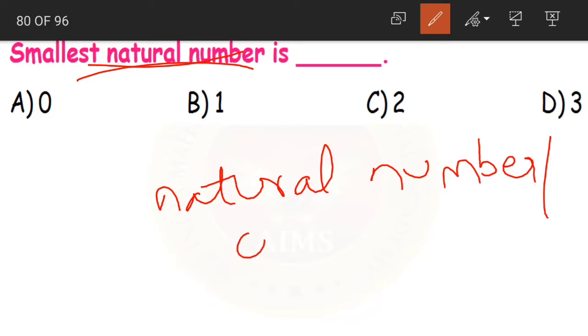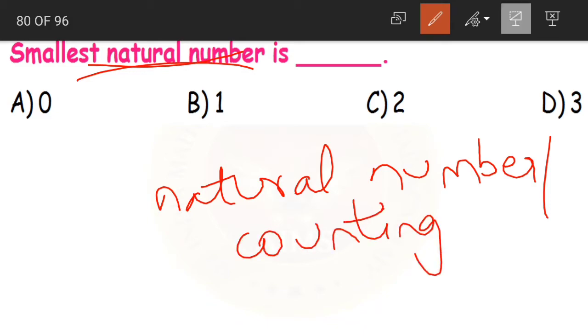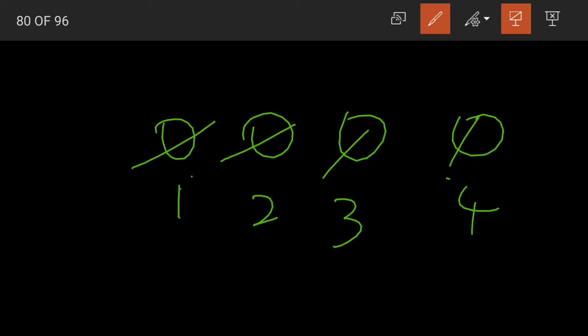Natural numbers or counting numbers. What are these numbers? The numbers that come to us naturally, or the numbers that are used for counting. Now if I place 4 balls in front of you and ask you to count, how will you count? 1, 2, 3, 4. You will say that there are 4 balls.